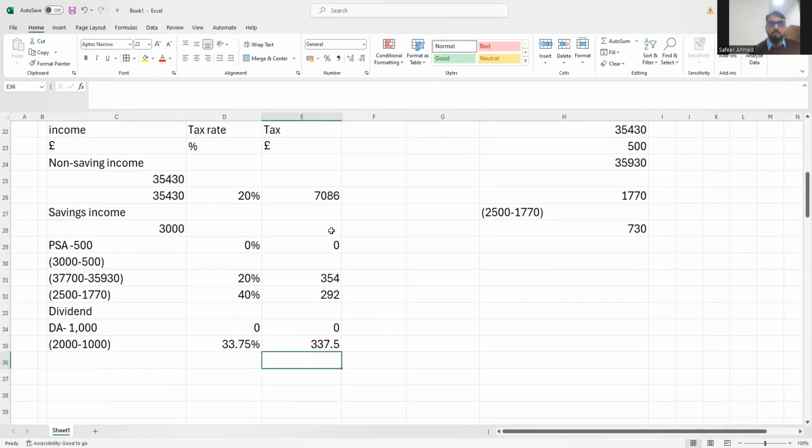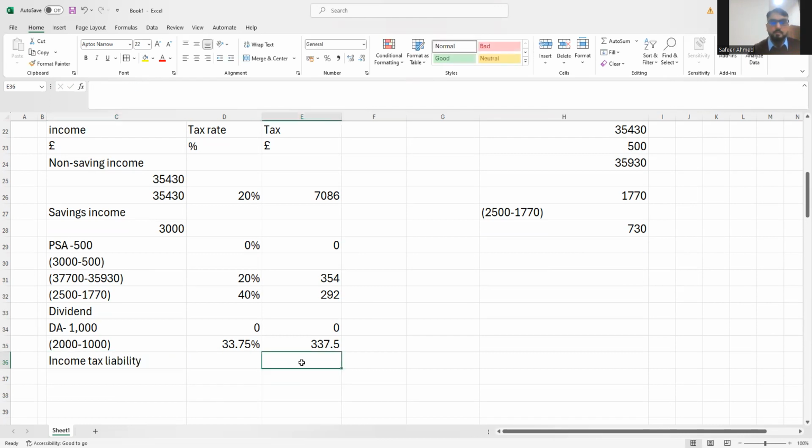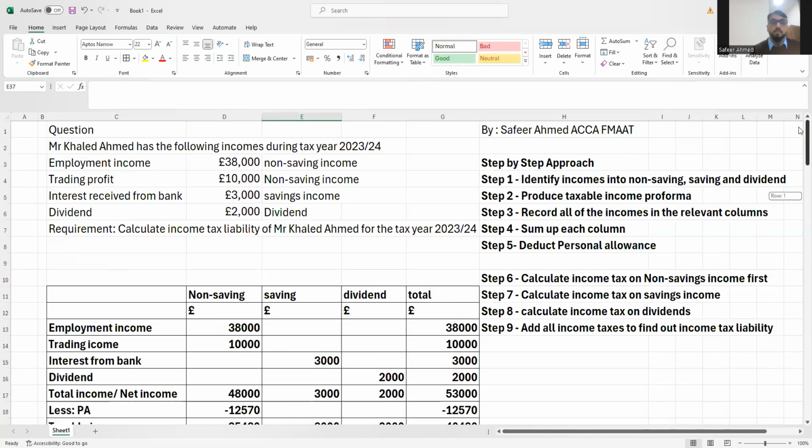Now, if you sum up all of this, this is your final step here. This will be known as the income tax liability. So I can calculate it as the sum of all of these. There we go, which is 8,069.5. Or if we round it up, it will be 8,070. Okay, hopefully this was helpful. This is just the basic sort of calculation.